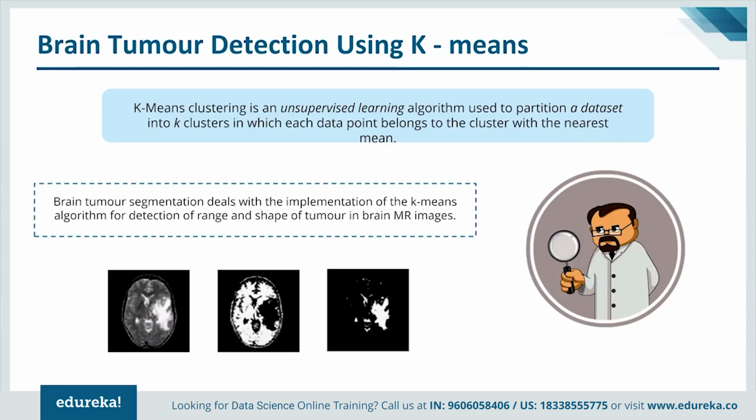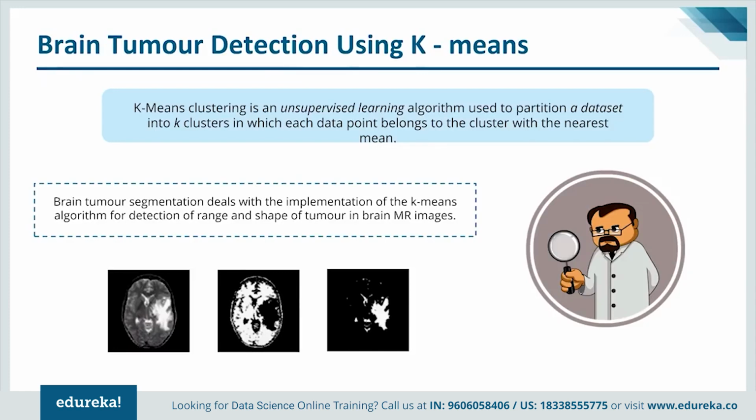So guys, detection of brain tumors varies on the type of tumor and how advanced it is. One of the most effective ways of segmenting and detecting brain tumors is by implementing the K-means clustering method. So before we go any further, let's define K-means. K-means is basically an unsupervised learning algorithm which solves the well-known clustering problem.